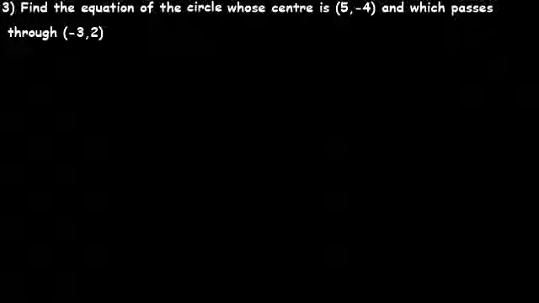Question number 3. If you are already finding this understandable, feel free to pause the video and figure this out yourself. Find the equation of the circle whose center is (5, -4) and it passes through (-3, 2). Pause the video and figure this out yourself.